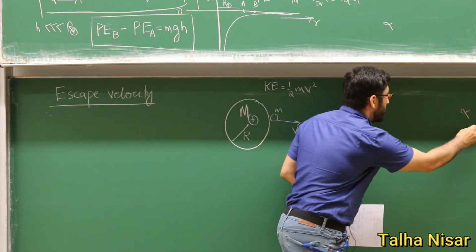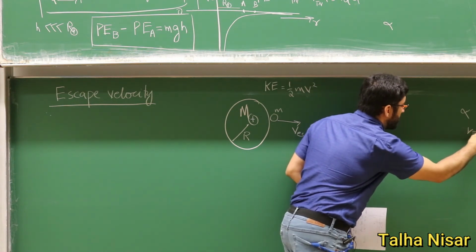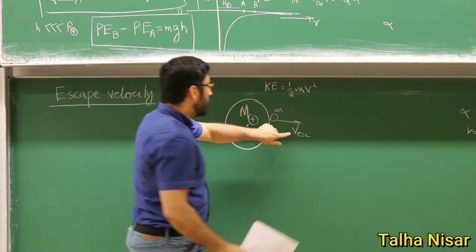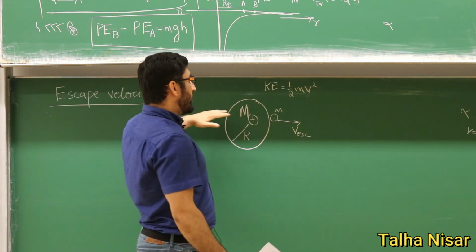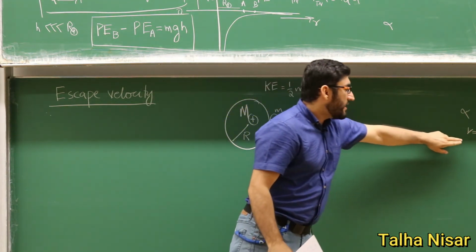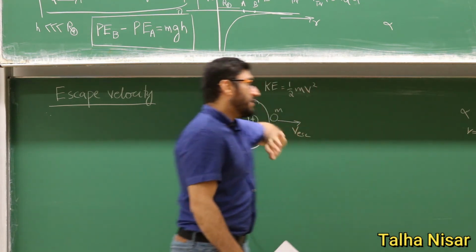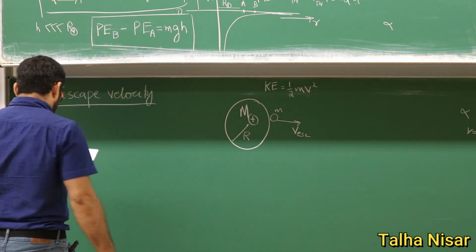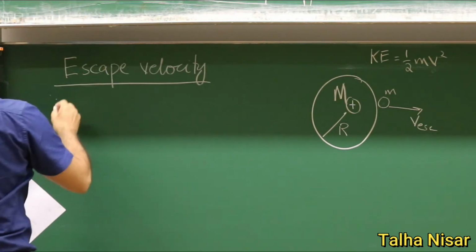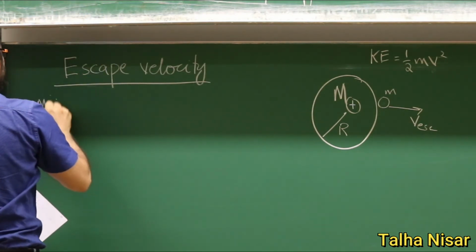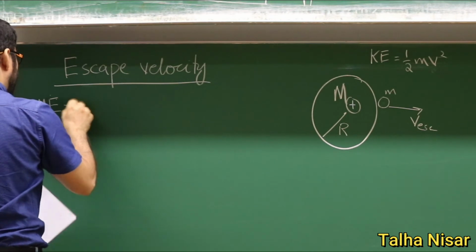So the final velocity should be zero. The initial velocity is the escape velocity. It will be decreasing, and at infinity it will be zero. It stops there. So we will use the mechanical energy, the conservation of energy.